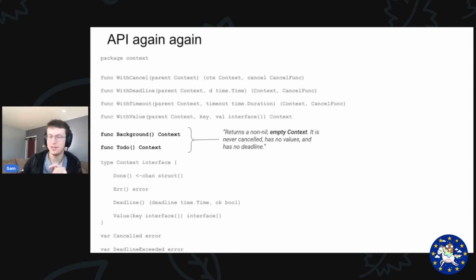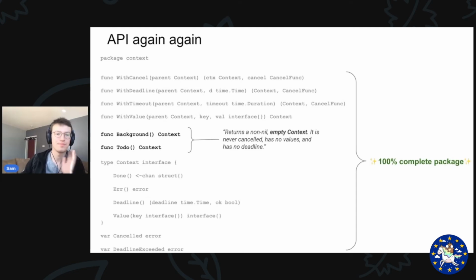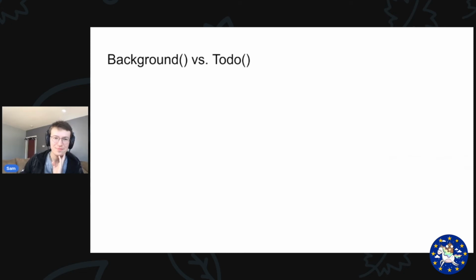They return a non-nil empty context that is never canceled, has no values, and has no deadline. So it has no timeout. It's never going to expire. It's never going to be canceled, 100%. There's no API way to ever mark these as canceled. They're just reliably uncanceled parents with nothing in them. And this is the 100% complete package. This is everything there is to know about the core Golang package. These are all the functions, all of the features, all the API.